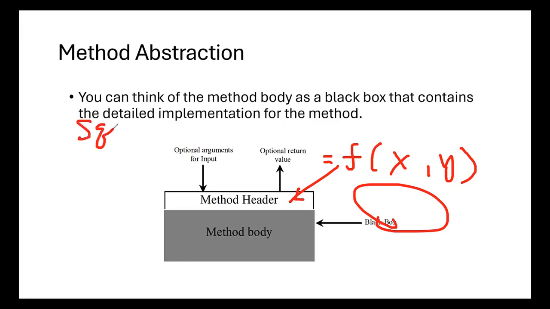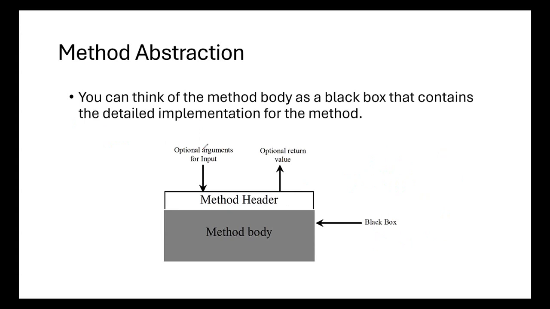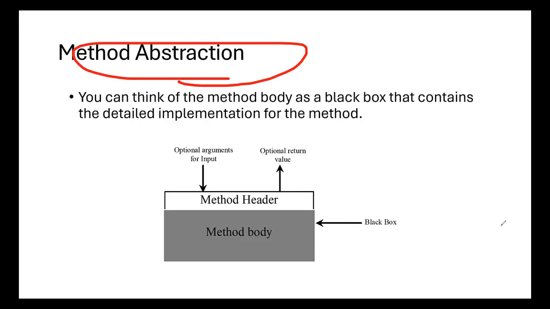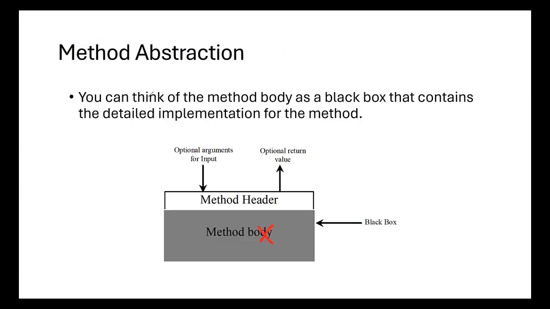For example, you just calculate the square of x, but how square is being calculated, you don't need to tell people. That's actually called a black box. So you only care about input and output for the function. This we call method abstraction, hiding the technical detail. It's called abstraction.